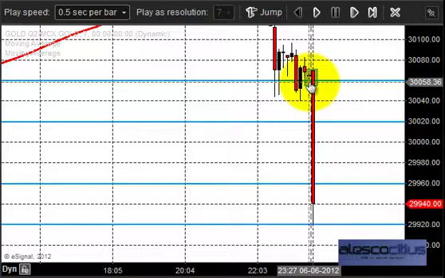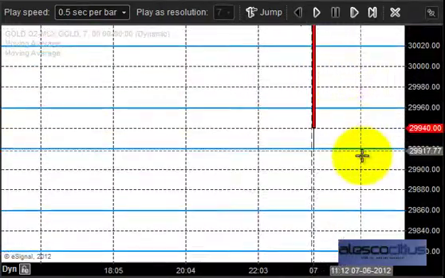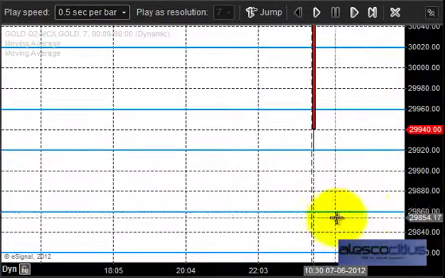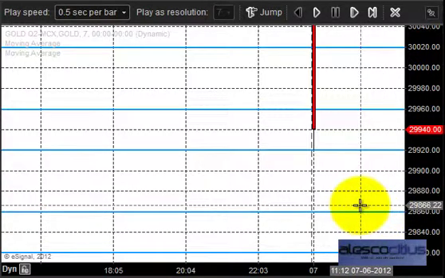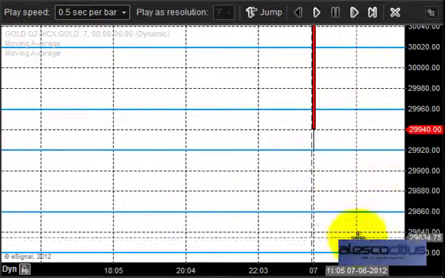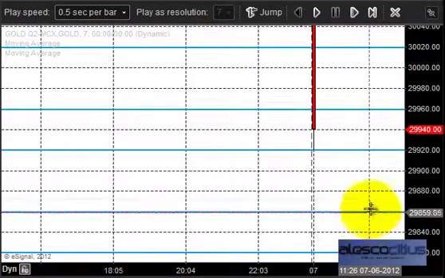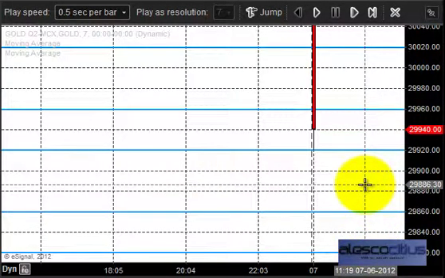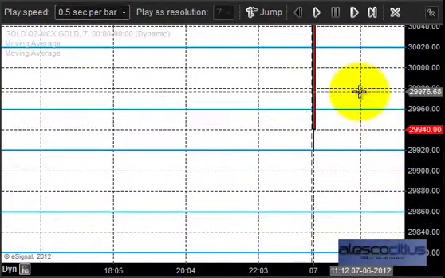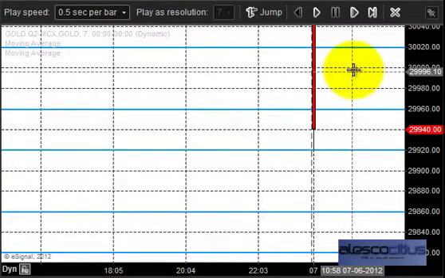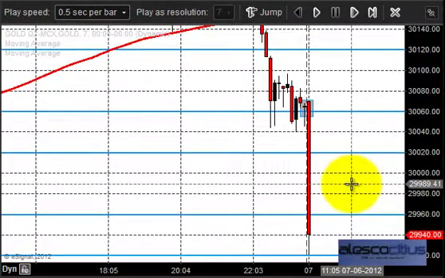We expected gold to continue its uptrend till 29,860. You may notice that yesterday we had decreased our stop loss to 29,860 because for the complete week we were having a stop loss around 29,720. Till 29,860 we expected gold to continue its uptrend. So let us see what happened after that.